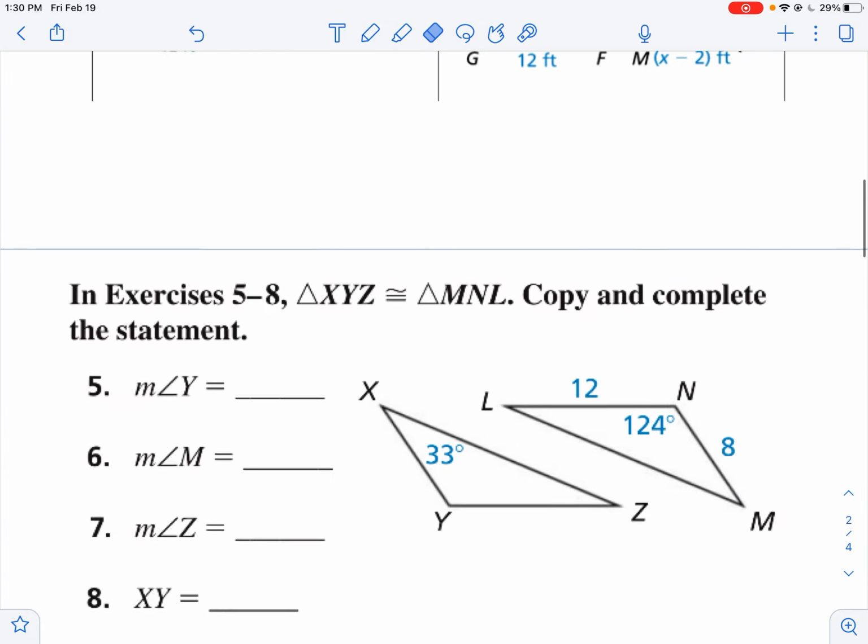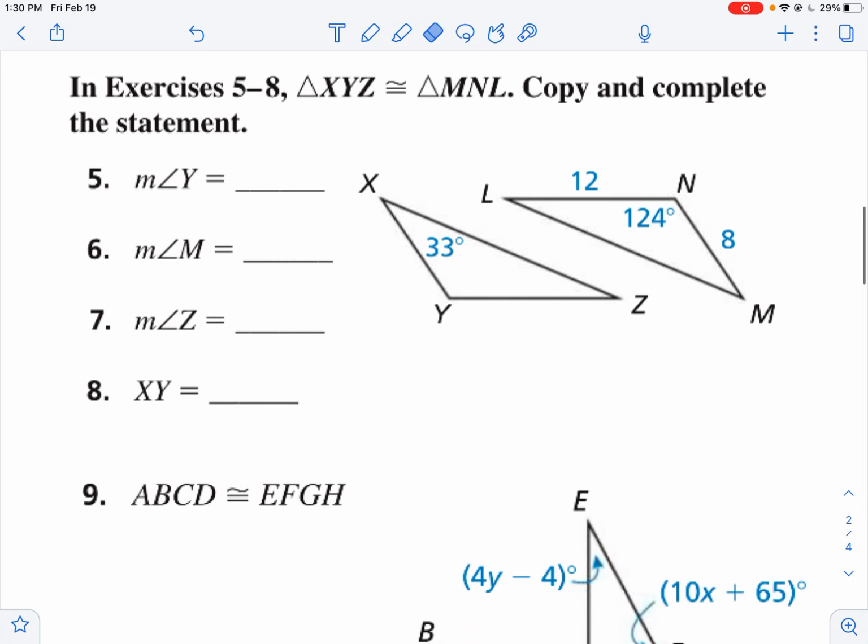All right, let's skip down here. I want to look at 5 through 9. We're going to talk about how I can find those corresponding parts. So in 5 through 8, triangle XYZ is congruent to MNL. I'm going to copy and complete that statement.